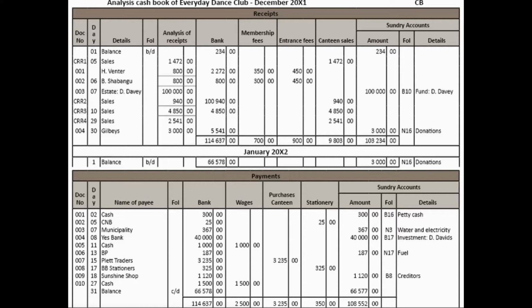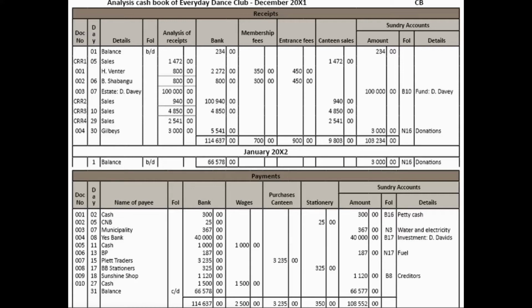Not in the bank, because if we look at the deposit slips, you'll see that there was another deposit also on the 5th. The other deposit on the 5th was from Expenditure for 800 Rand. It was 350 membership fees and 450 entrance fees. That is the amount of 800 in the analysis column. And if we add those two amounts, 1472, we get the amount of the deposit slip of 2272. We deposited that money on the 5th.